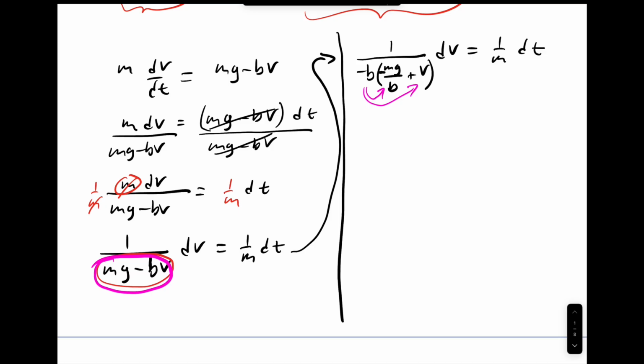Okay? So now I'm going to multiply both sides by negative b. So I end up with this now: 1 over v minus the constant mg over b dv is equal to, now that I've multiplied both sides by b, negative b over m dt. So what I did there is I multiplied this side by negative b and then this side by negative b.